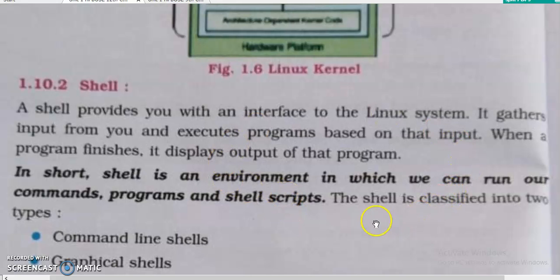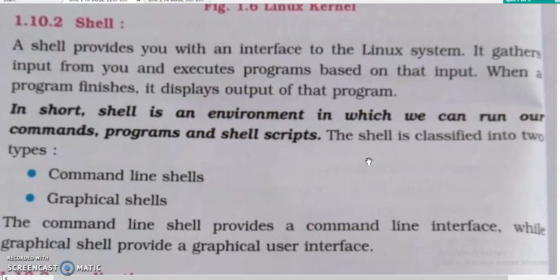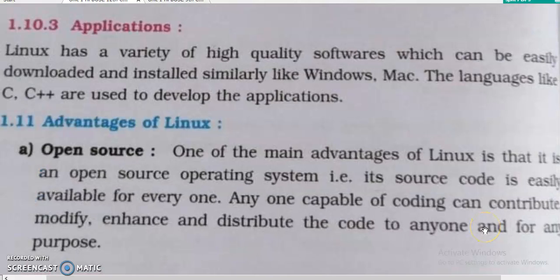The shell is classified into two types. First is command line shells, and second is graphical shells. In command line shells, we give all the commands through text, and in graphical shells we use a graphical interface. The command line shell provides a command line interface, whereas the graphical shell provides a graphical user interface. The next component of the Linux structure is the application.